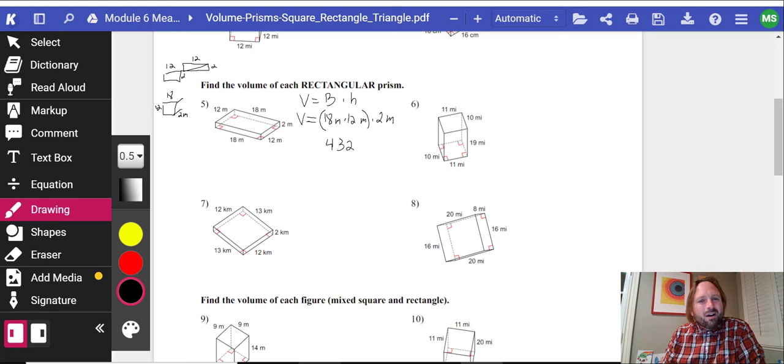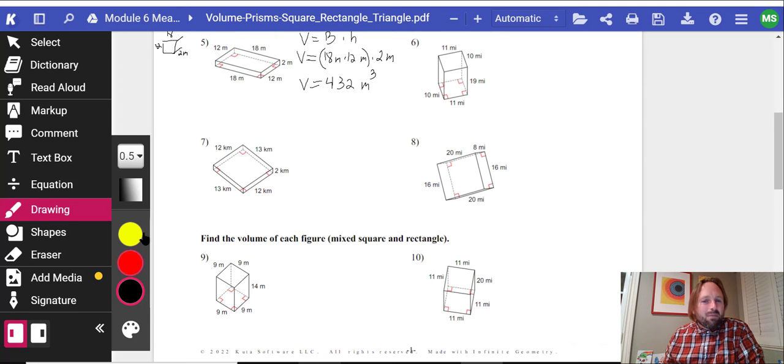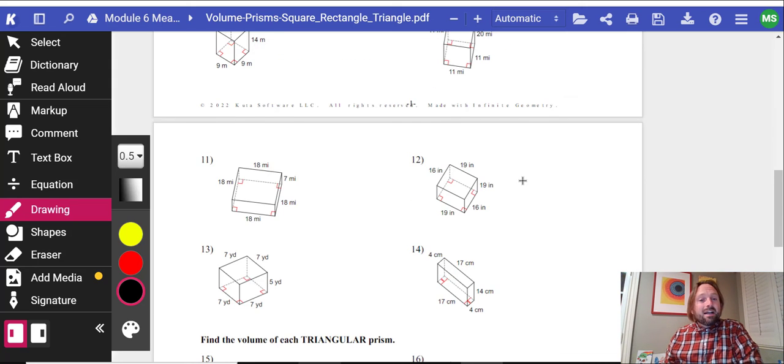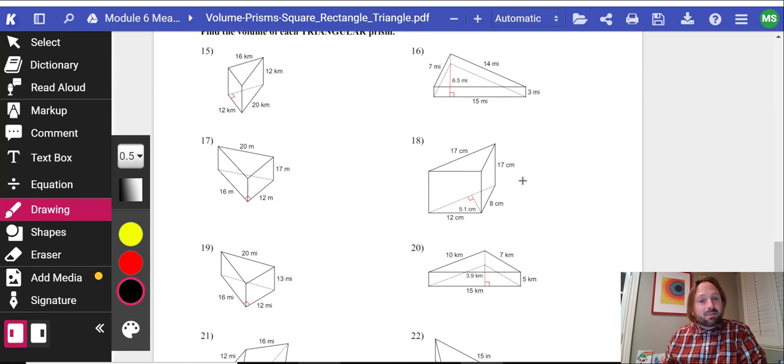But no, what are we counting? We're counting little boxes, cubic meters. All right, guys, let's go on to the next one. So make sure you get 9 and 10 right, but we have to go to triangular prisms.